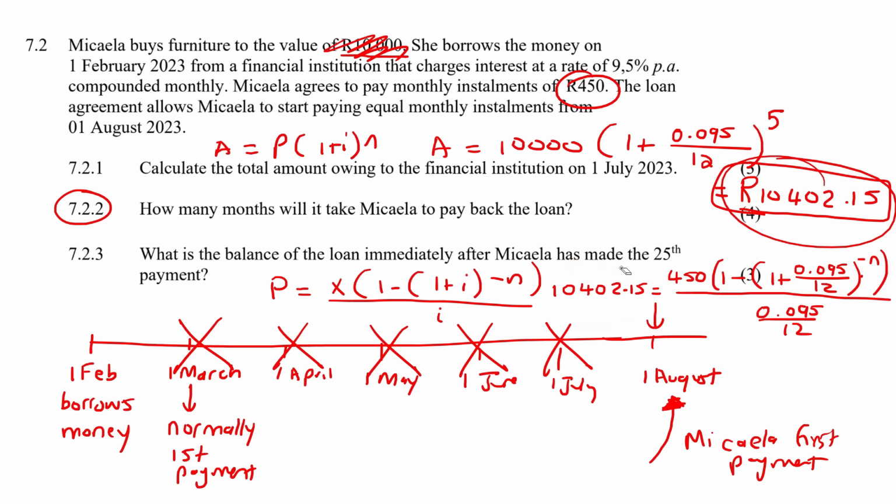So this is the amount you would use. And they're not saying in what year would she finish or whatever. They just want to know how many months. And so you can literally just go work out the value of n now. And yeah, so let's do that.